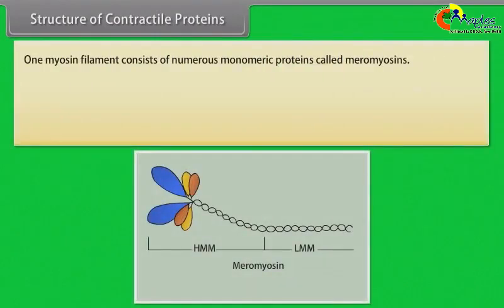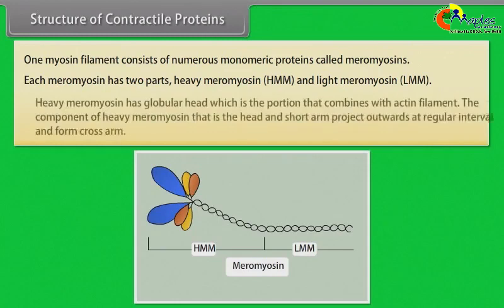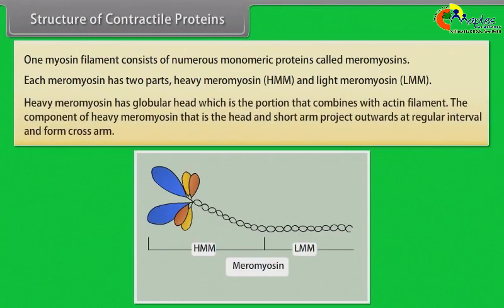One myosin filament consists of numerous monomeric proteins called meromyosins. Each meromyosin has two parts, heavy meromyosin, HMM, and light meromyosin, LMM. Heavy meromyosin has a globular head, which is the portion that combines with actin filament. The components of heavy meromyosin, that is the head and short arm, project outwards at regular intervals and form cross arm.